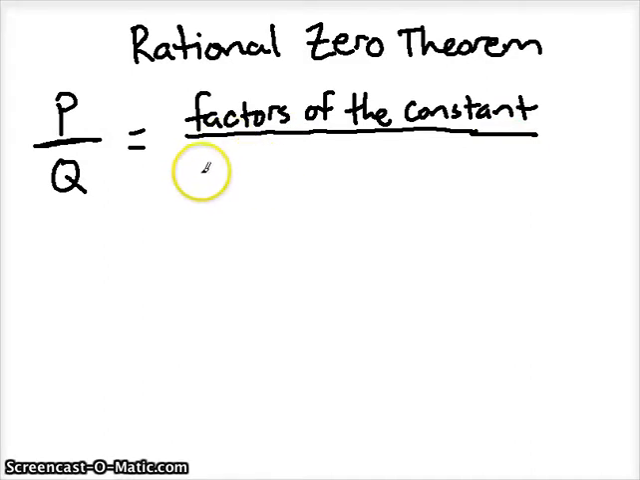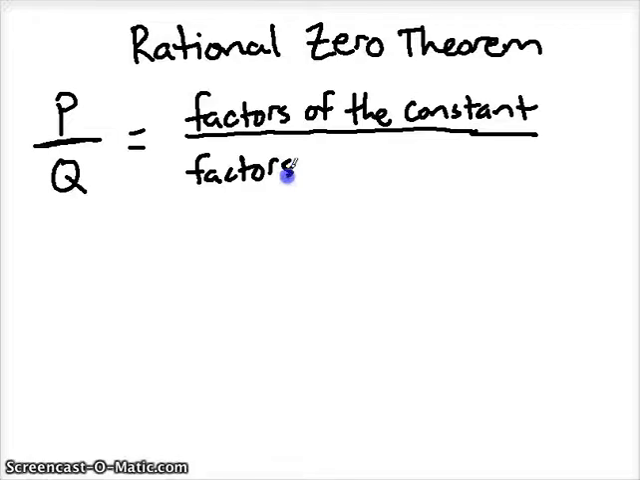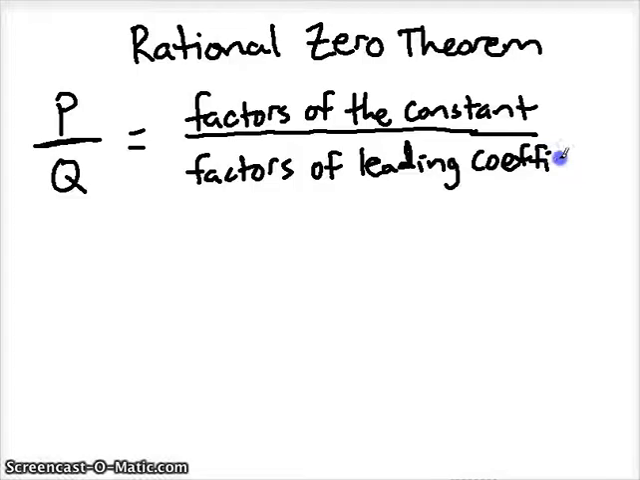and put them over all of the possible factors of your leading coefficient. The leading coefficient would be the one in the front, as long as it was in the correct order. The leading coefficient will always be the one with the highest degree or highest power. So really, let's try and break this down and figure out what is going on.